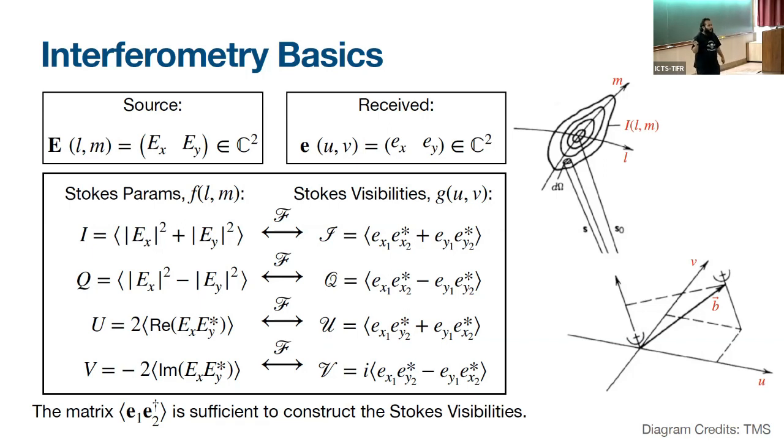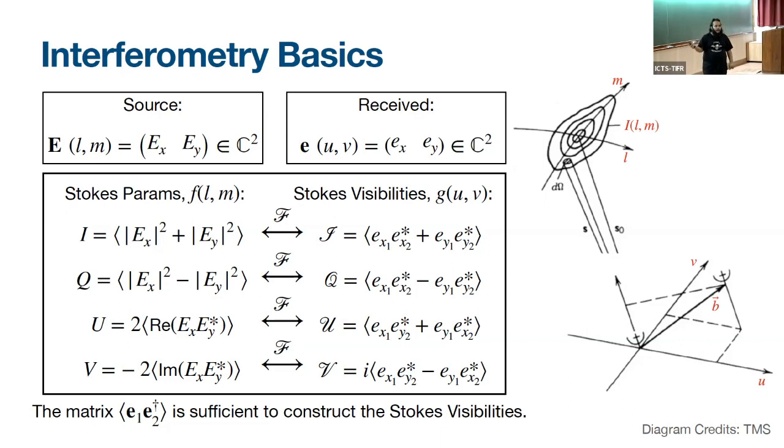I will not be talking about Ez, where z is the line of sight direction, because we can't measure that anyway. These Ex and Ey are actually complex numbers. And what you receive is small e here, again two components, ex and ey, both complex numbers. The polarization properties of the source are encoded in these Stokes parameters defined as such. And these Stokes parameters are related to what are called Stokes visibilities, which you can measure on the Earth by a simple and in principle invertible Fourier transform.